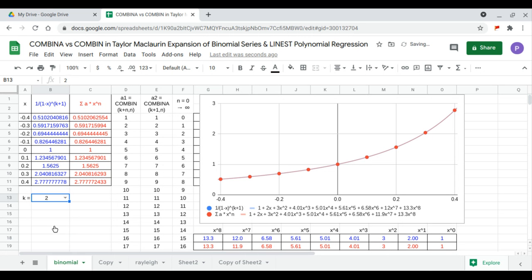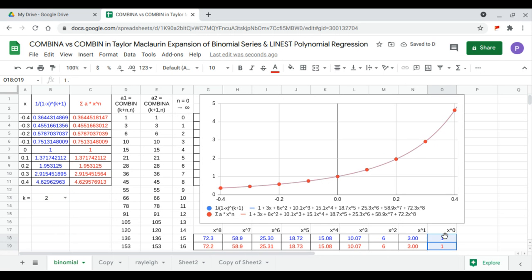Go to k equals 2. So we have 1 for x to the 0, 3 for x, 6 for x squared, 10.07 or 10.1 for x cubed, 15.08, that is approximately, x to the fourth, 18.72, 18.73 for x to the fifth, x to the sixth we have 25.3, x to the seventh 58.9, and x to the eighth 72.